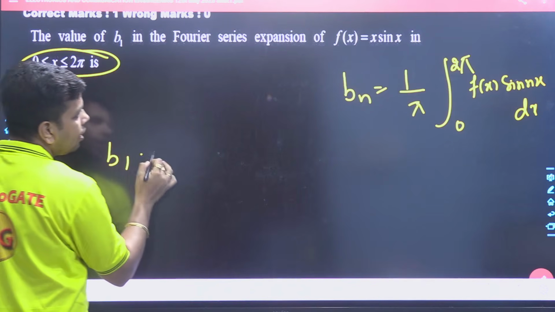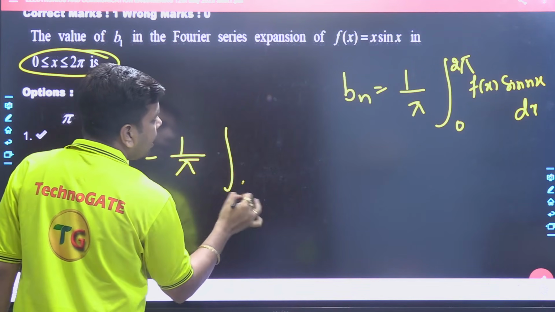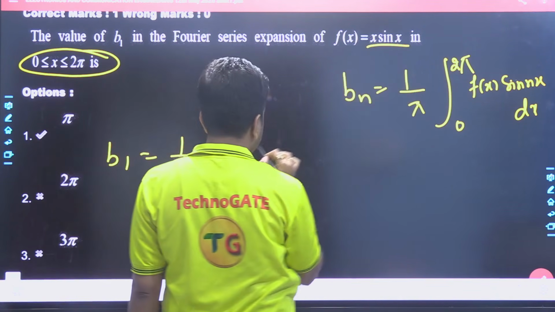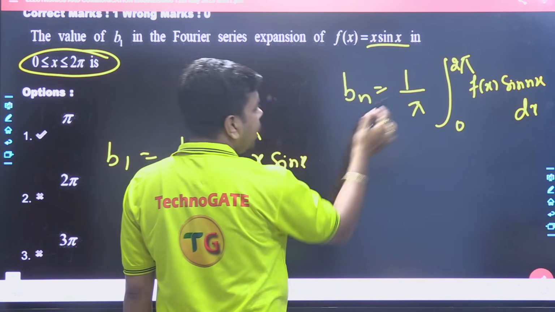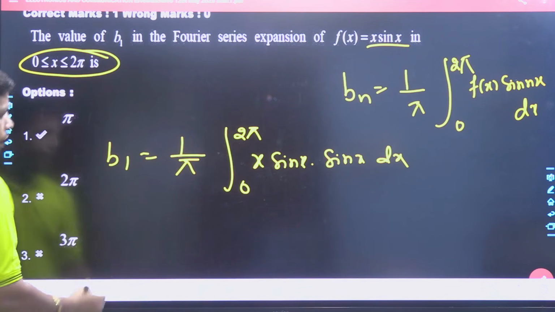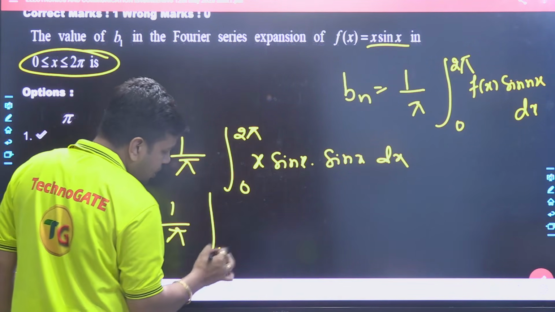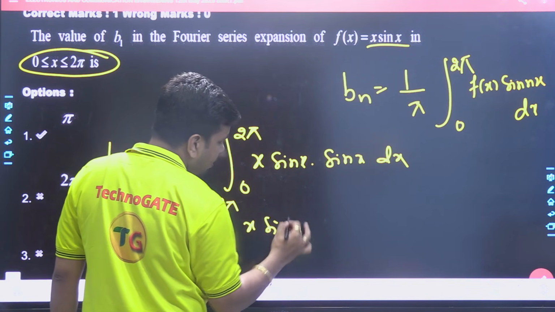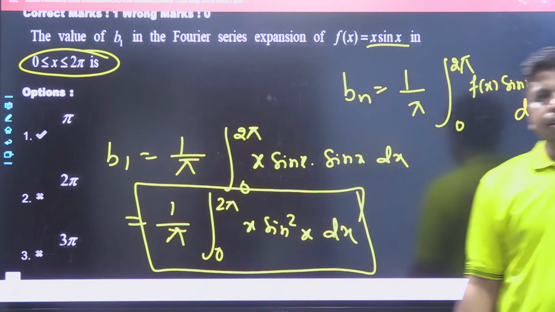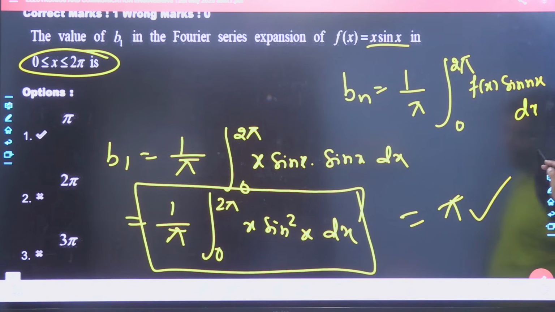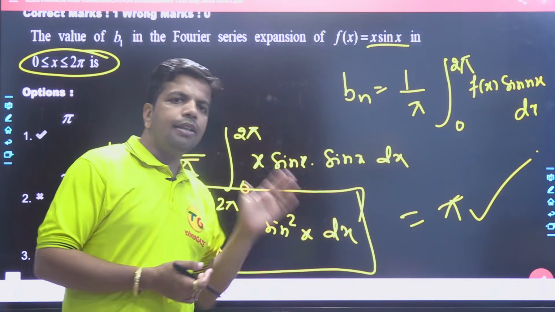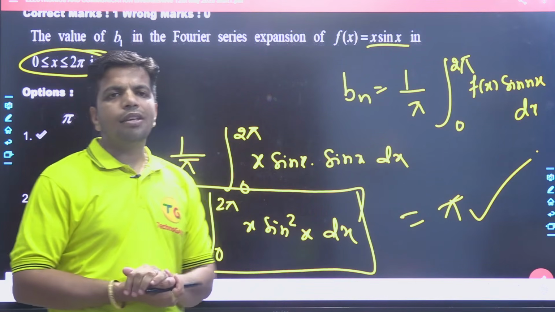So b1 is simply 1 by pi integration from 0 to 2 pi, where fx is x sine x. So x sine x, and the value of n is 1, so it is also sine x dx. So you need to simply take an integration of 1 by pi, from 0 to 2 pi, x sine square x dx. Just evaluate this and you got the answer pi. Again it is integration, like the previous question in the Fourier series. You got the answer, it's pi.